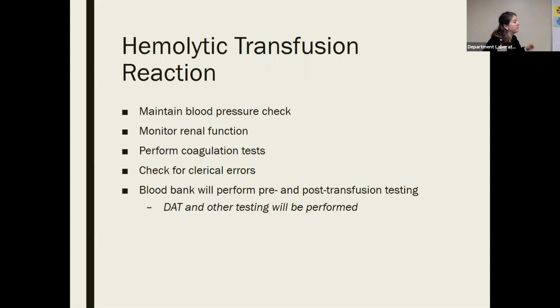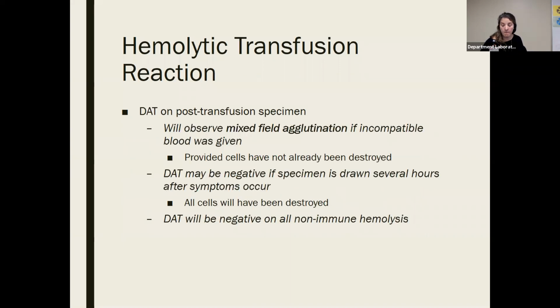Blood bank is going to check for any clerical errors. What happened? Why is that patient having a hemolytic transfusion reaction? And then blood bank is going to perform the pre and post transfusion testing, okay, including that DAT. So what are you going to see? What's our DAT going to be? If your patient received the wrong type of ABO, and it depends on the timing of when that sample is drawn. If it's a severe hemolytic transfusion, red cell hemolysis is occurring rapidly, very fast.